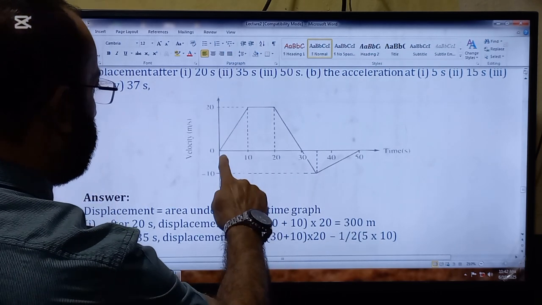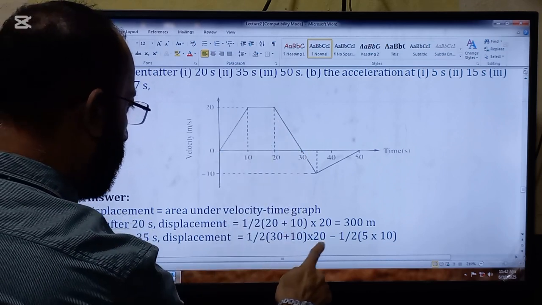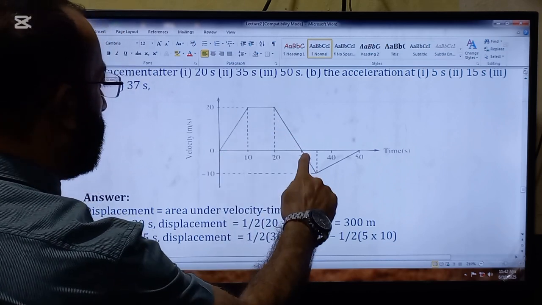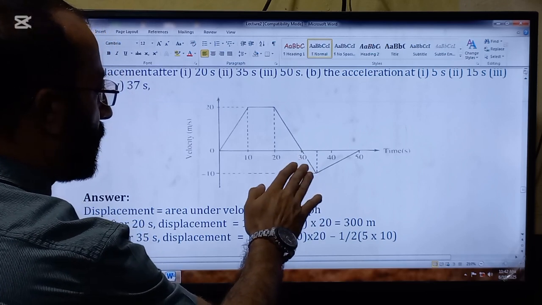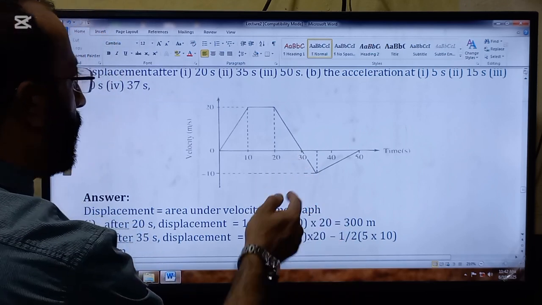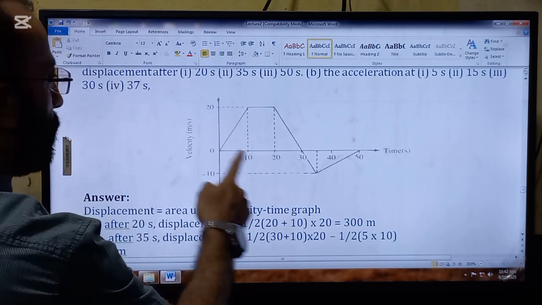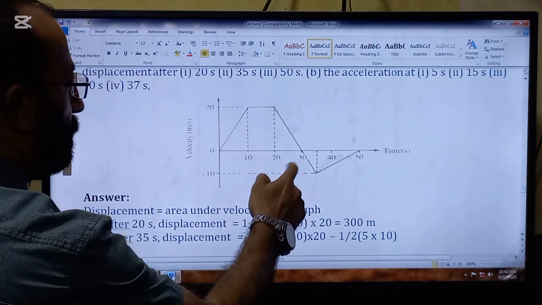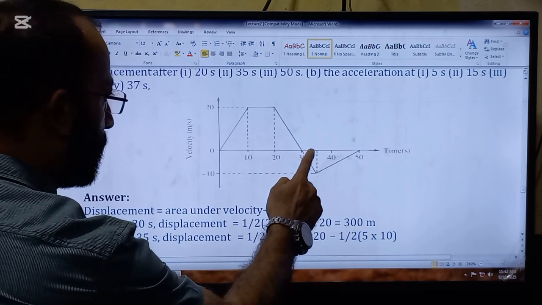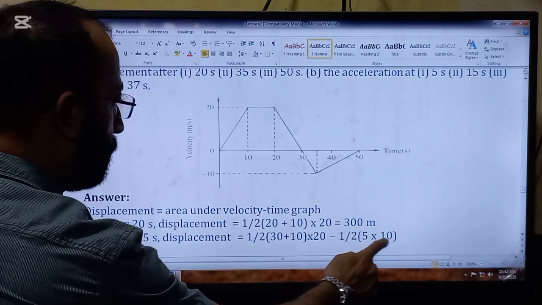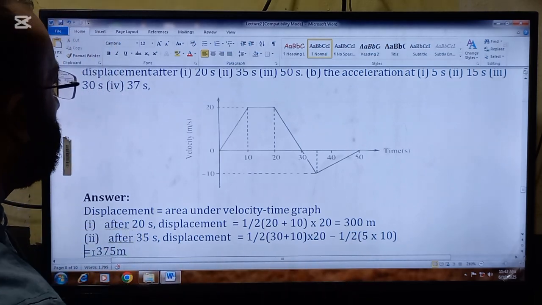1 by 2 into 30 plus 10 into 20. So this is the area of the full trapezium, and this will be subtracted because the body is moving in the opposite direction, and we are required to find the displacement. So this area will be subtracted. So minus 1 by 2, this is base and 10 is height, so 1 by 2 into 5 into 10. After solving this, you will get the answer.